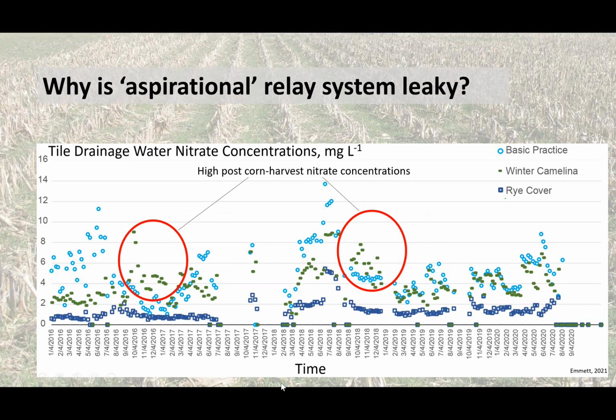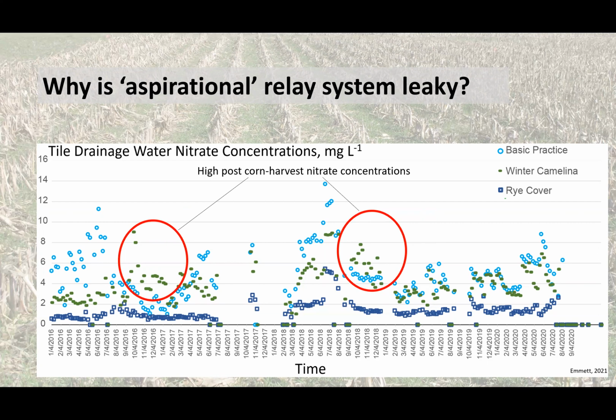What happens is in the fall, as I mentioned, we come in and do some tillage, some disking of the corn residues, and then we put a little bit of ammonium sulfate fertilizer on. When you add that fertilizer with essentially a planted crop of Camelina, it's not capturing anything. And so in the fall, we're losing some of that nitrate in the tile drainage water. So there's high post-corn harvest nitrate concentrations that are coming out in that system.